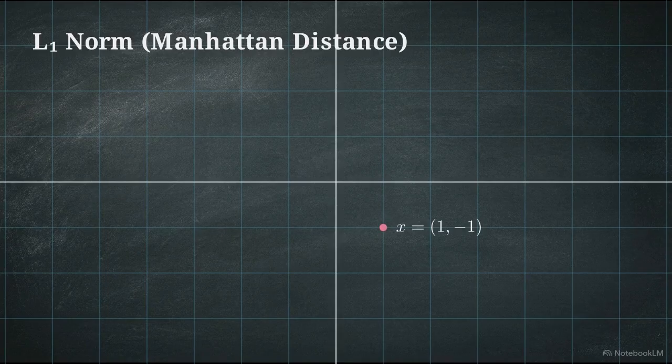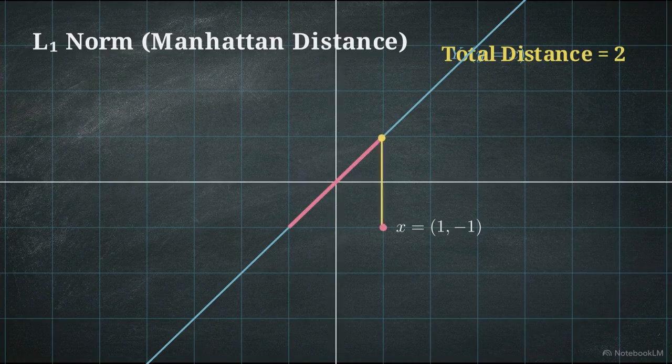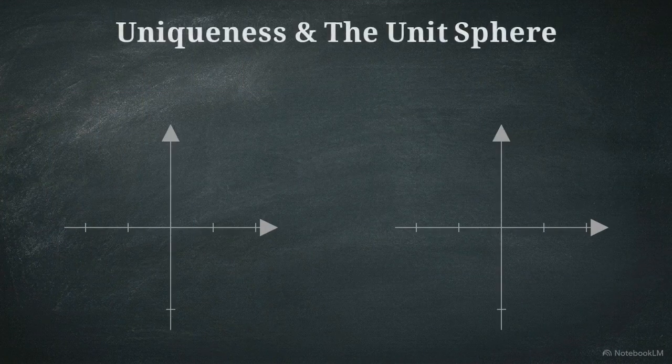Our subspace Y is this diagonal line, where the coordinates are equal. Under these rules, x does not have a single closest neighbor. If you measure the L1 distance from x to any point on this highlighted segment, the total length is always exactly 2. Every single point on that line segment is tied for the title of best approximation. This happens because of the underlying geometry of the space.